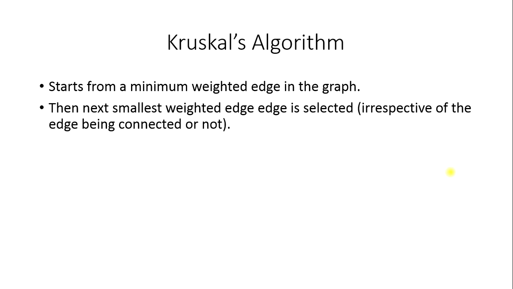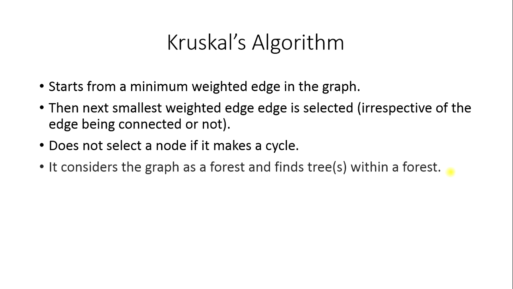selects the edges in ascending order from the smallest to the largest, keeping in mind what? Keeping in mind that they don't make a cycle. We don't have to make a cycle. Kruskal's algorithm considers the entire graph as a forest, selects the edges and adds them into trees, and so it can work in an environment of a disconnected graph.